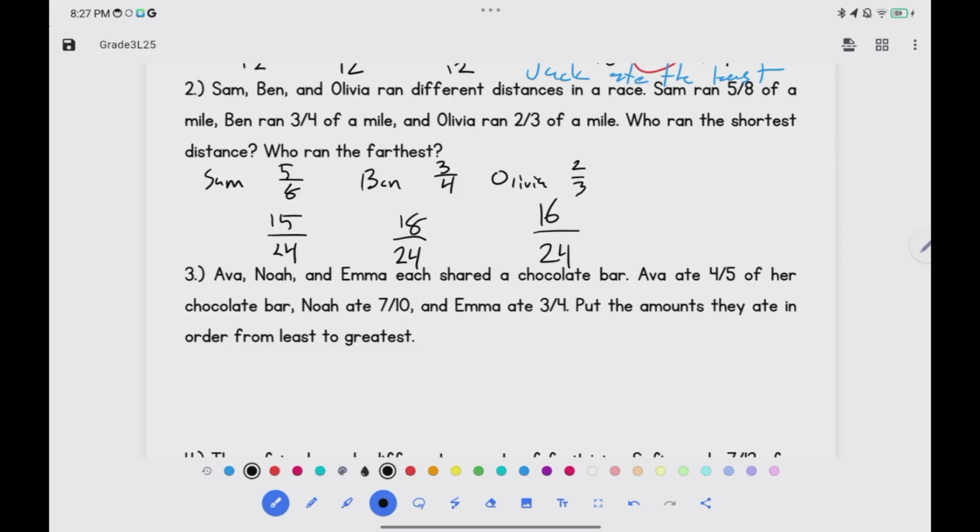Who ran the shortest distance? Who ran the farthest distance? Now that we have the same common denominators, we can just directly compare the top numbers, the numerators. Alright, so 18 is the biggest, so Ben ran the farthest. And 15 is the smallest, so Sam ran the shortest.